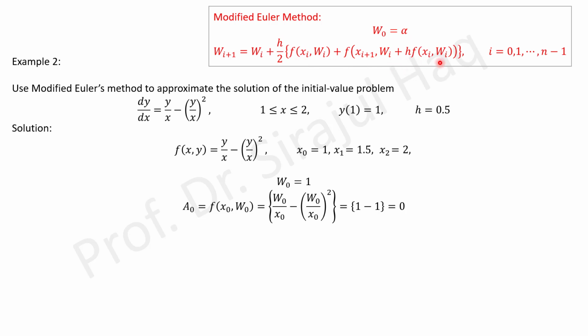Now let's find this value. I used another notation, I represented that by b naught. Remember, I'm substituting i equal to 0. So this is w naught plus h into f of x naught w naught. F of x naught w naught, I noted that by a naught. So you can see I use a naught here. Now w naught is 1, h is 0.5, and a naught I have computed is 0. So this portion will become 0, and b naught is equal to 1.